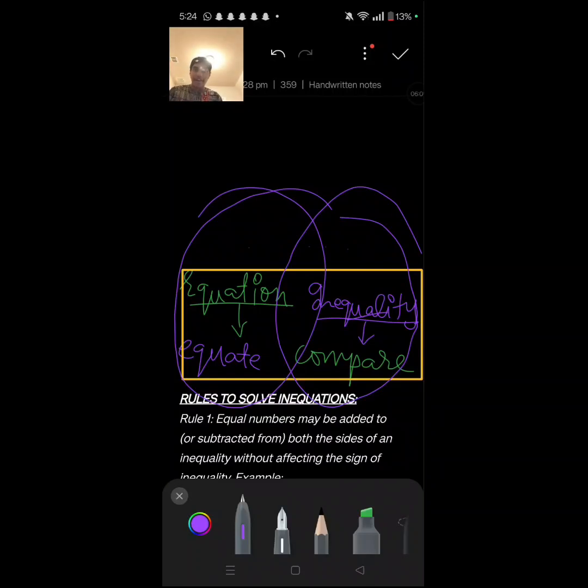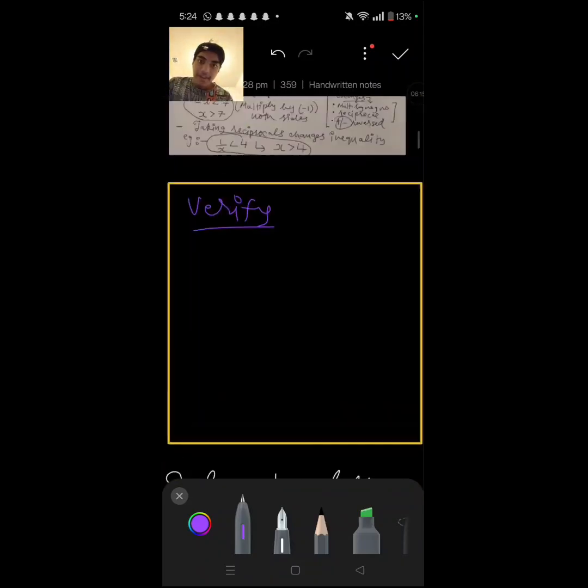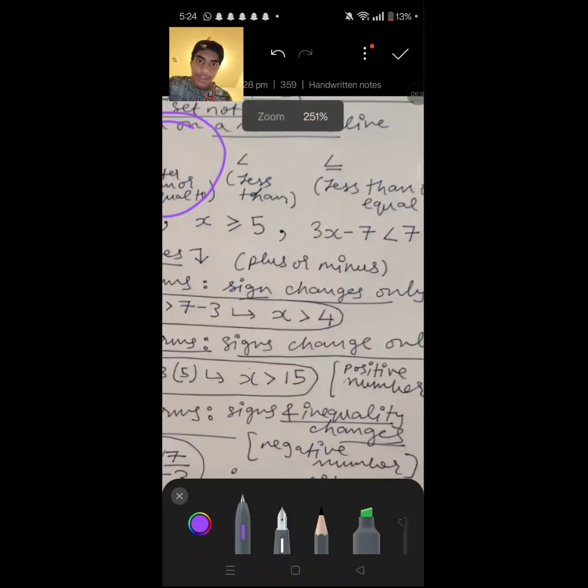5 is equal to 5. What is that? It's an equation. But 5 is greater than 4. That is an inequation. You've compared two values that are different and you've said 5 is greater than 4. What are the different inequality signs you'll come across in this chapter? You have greater than, less than, greater than or equal to, less than or equal to.